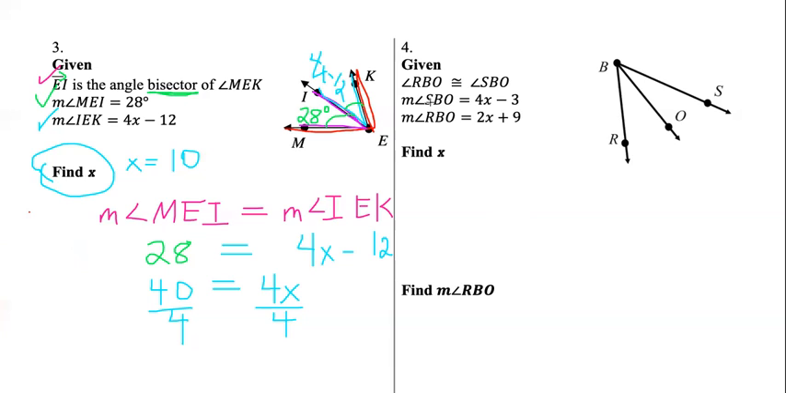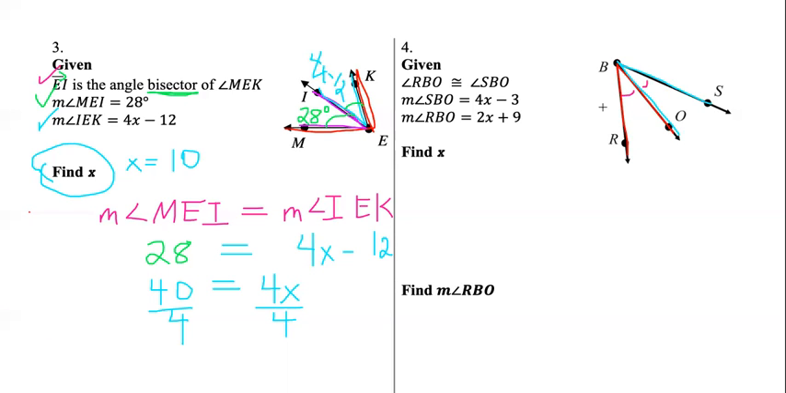So the first thing they say is angle RBO is congruent to angle SBO. All right, let's see what that means. RBO is this little angle. They say it is congruent to SBO, which would be this angle. So red and blue are congruent according to statement 1.